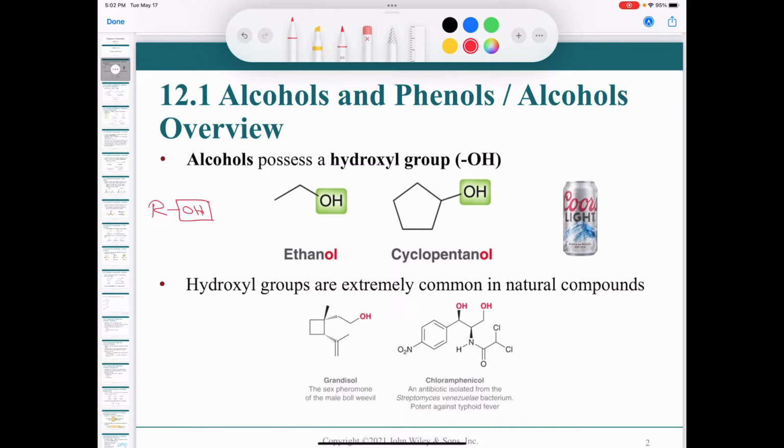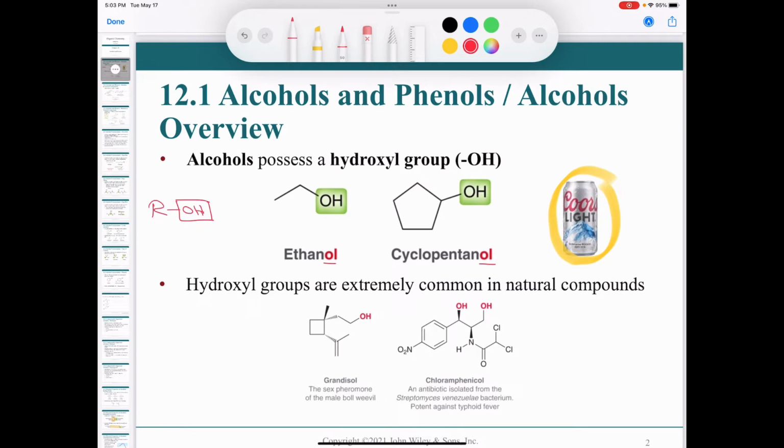and we say when we have that hydroxyl group, we have an alcohol. Some common examples of alcohol, well, the most famous of all the alcohols would be ethanol. Its structure is shown here, and that's the alcohol that is found in beverages like a Coors Light. And then we also have this compound here that we would call cyclopentanol. And you can see that what both of these compounds have in common, besides the hydroxyl, is that they end in the suffix -ol. And we're going to see that whenever we name an alcohol, our alcohol is going to end in -ol.